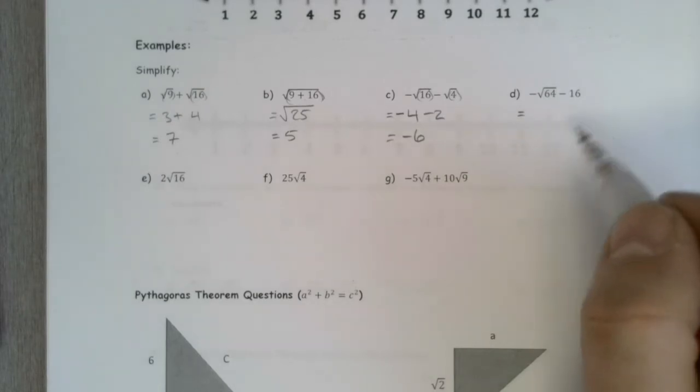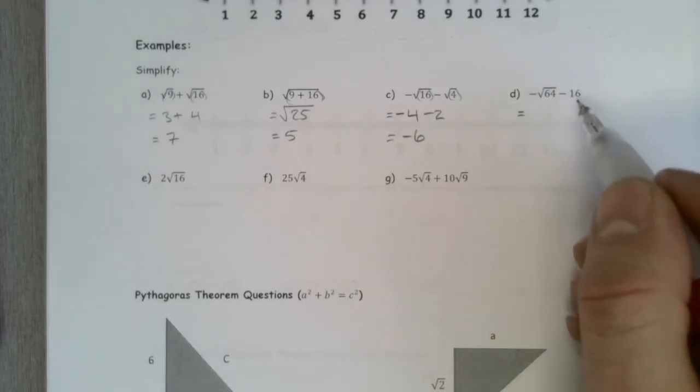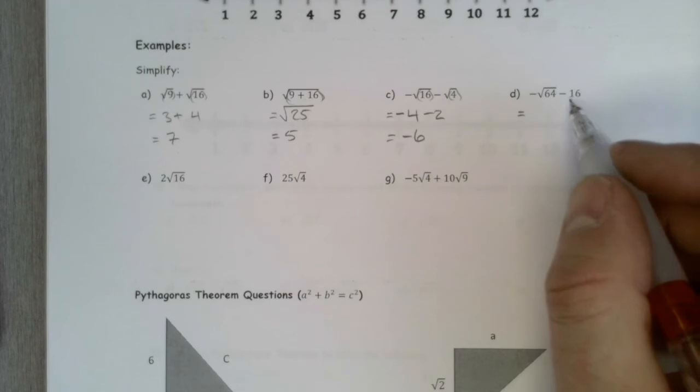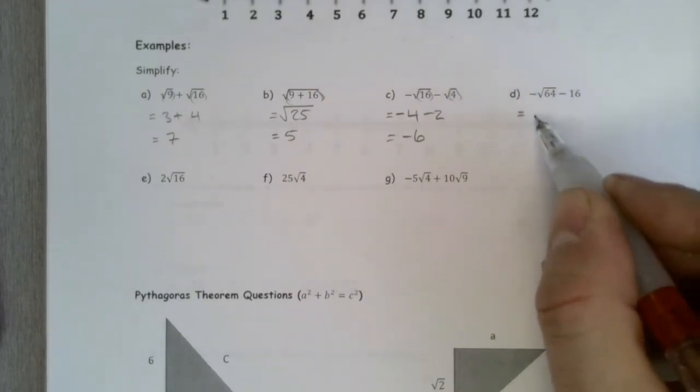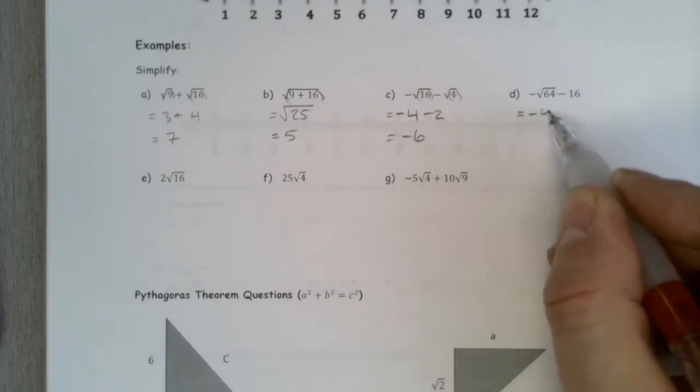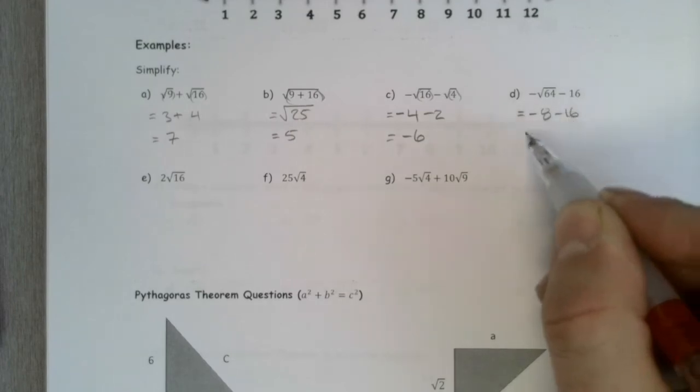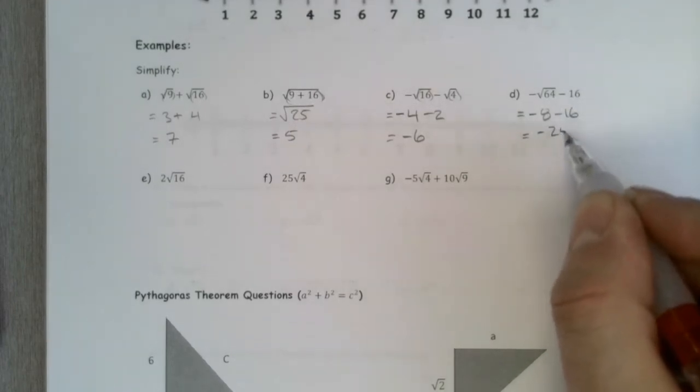Similar sort of thing going on here, except that second number has no radical over it, so it's just going to stay the way it is. The square root of 64 is 8, and the negative applies afterwards, so negative 8 minus 16, and then we're going to get negative 24.